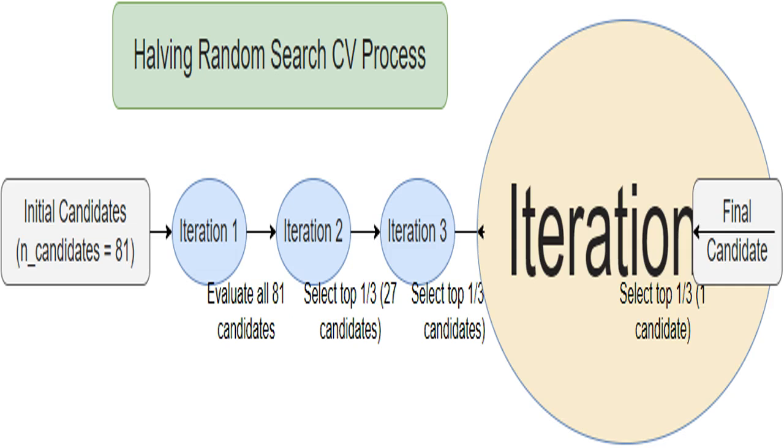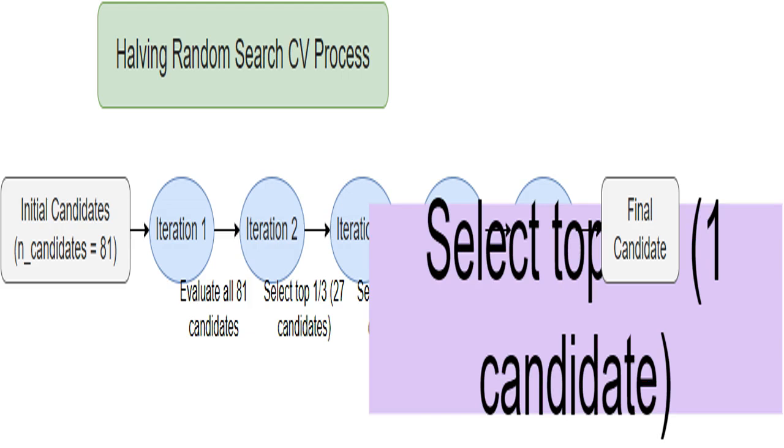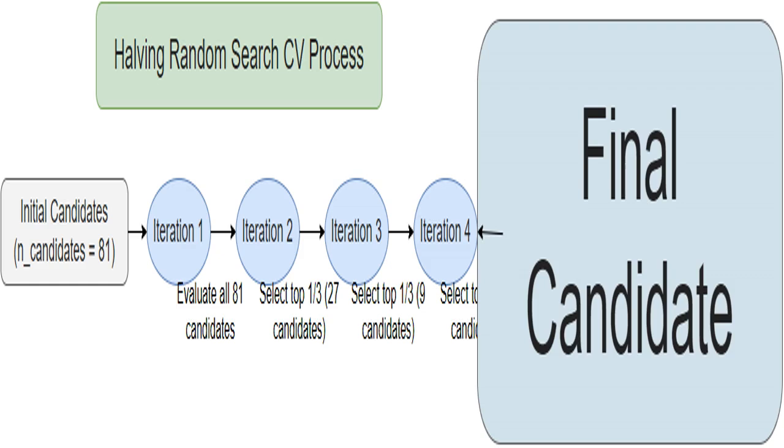In this last round, I'm evaluating the 3 candidates. Finally, after 5 iterations, we're left with only 1 candidate, representing the best performing set of hyperparameters. Yay! This is our winner, the optimal set of hyperparameters found through this iterative process.